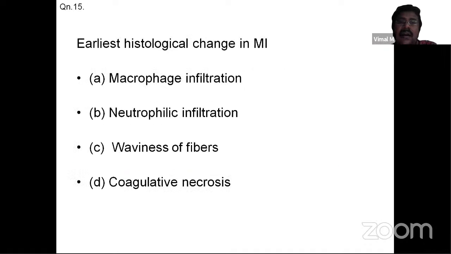Then this question: earliest histological change in myocardial infarction. The options are macrophage infiltration, neutrophilic infiltration, waviness of the fibers, and coagulative necrosis. Macrophages will start coming only after around the fourth day. Neutrophils, the brisk neutrophilic change, will be there in 1 to 3 days, but it is not the earliest change. Coagulative necrosis also will be there, along with the waviness of the fibers. So the most apt answer here will be the waviness of the fibers.